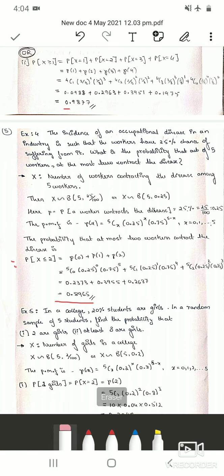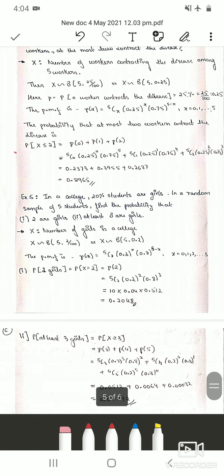0.8965. So all you have to remember is, if at least is given, you have to take greater than or equal to. If at most is given, you have to take less than or equal to. Once you understand the question, once you know what the parameters are, then finding the probability using binomial distribution is very easy. So let us see the fifth problem.